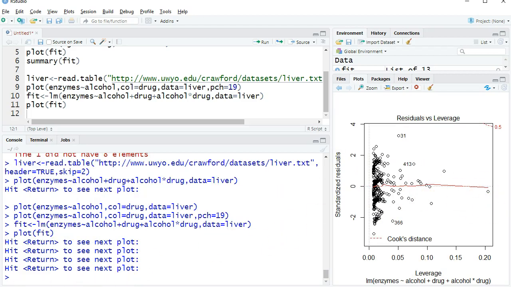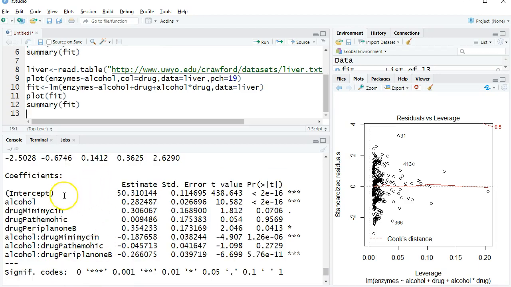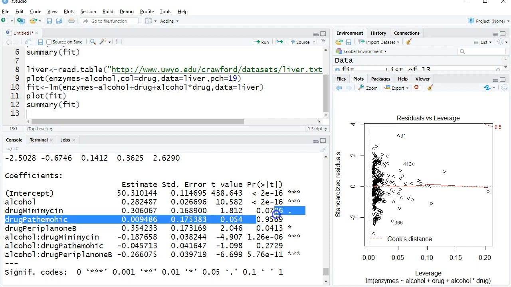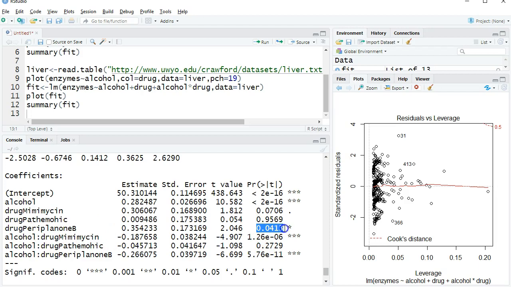And I'm trying to go fast in just an overall view here. But what do we see in the overall fit? Does alcohol level affect the enzymes of your liver? Absolutely yes. Do these different drugs also affect it? Well, not so much, except here, this paraplenone B, and this is compared to the placebo, because I purposely called it AB placebo so that it would be the baseline.